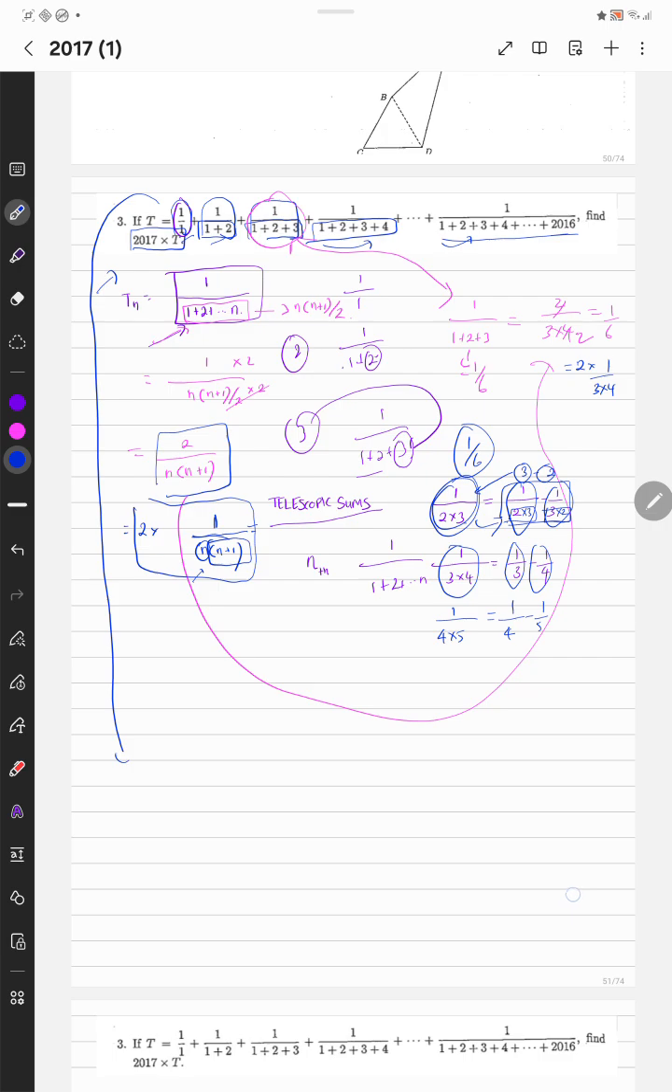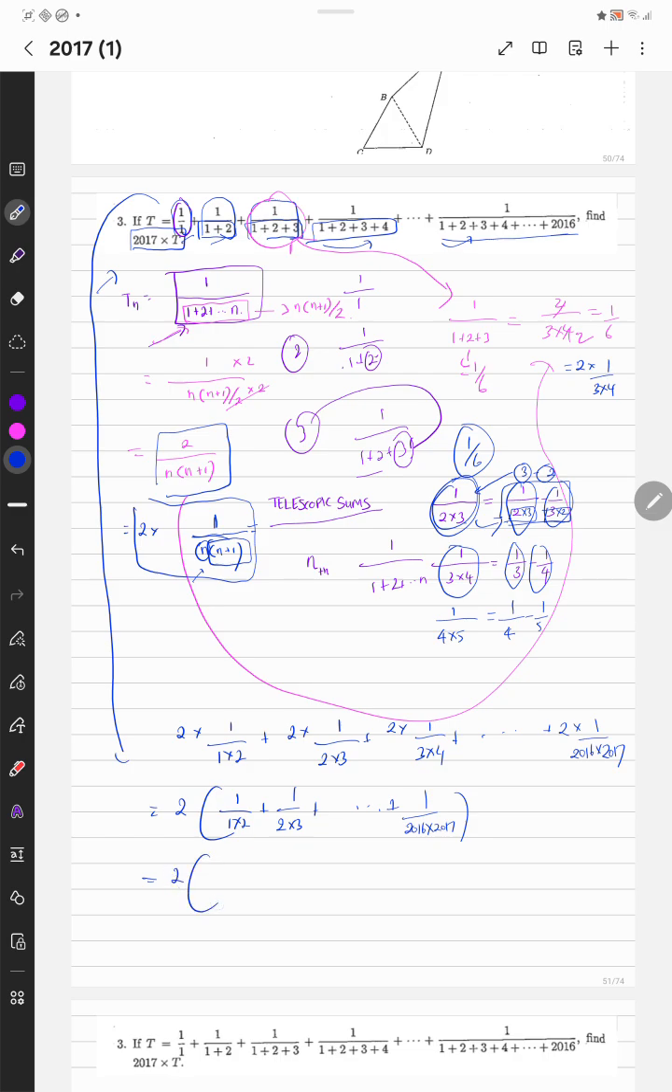That means all those terms you can write as 2 times the first term 1 over 1 times 2, the second term 2 times 1 over 2 times 3, the third term 2 times 1 over 3 times 4, and it goes on up until the last, which is 2 times 1 over 2016 times 2017. Now we can take 2 as common, and we get 1 over 1 times 2 plus 1 over 2 times 3 up to 1 over 2016 times 2017.